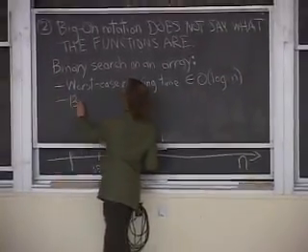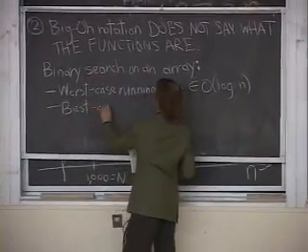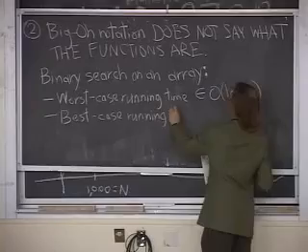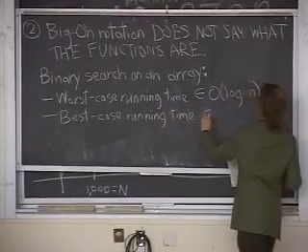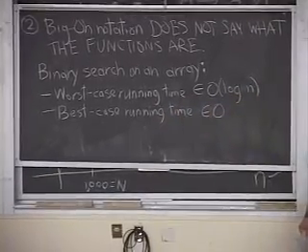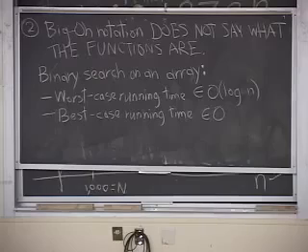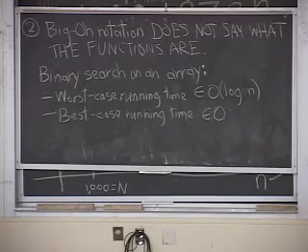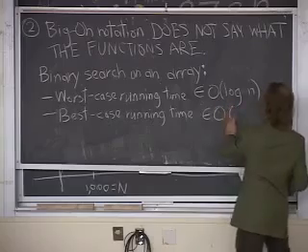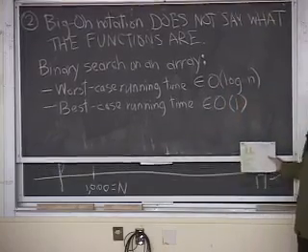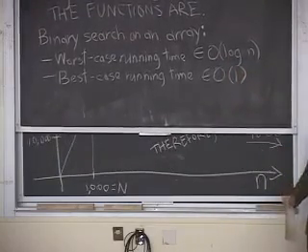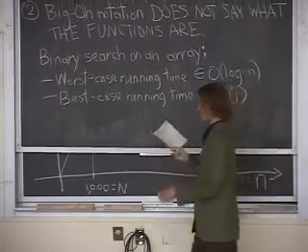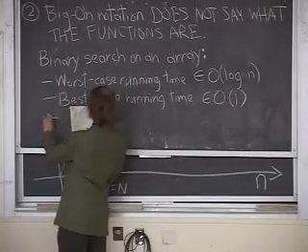I can talk about the best case running time of binary search. And that's different because in binary search, sometimes you get lucky and you find what you're looking for on the very first probe. So the best case running time is, well, it would be correct to say it's in big O of log n, but it's also correct to say that it's in big O of 1. It's that fast. If you're lucky, then you're lucky.